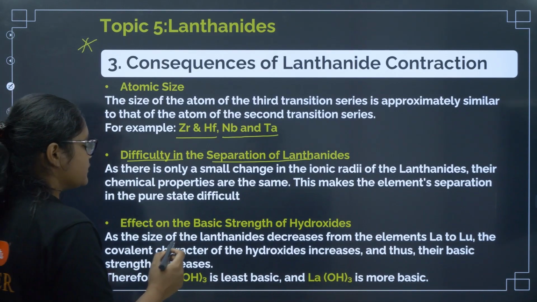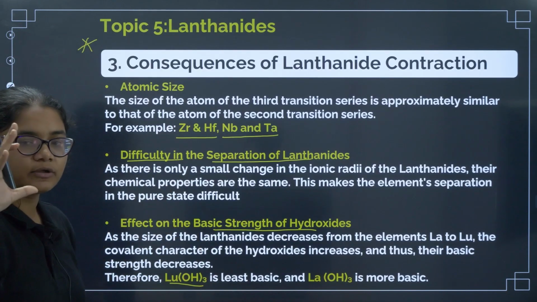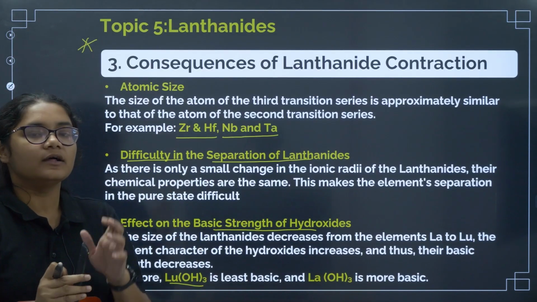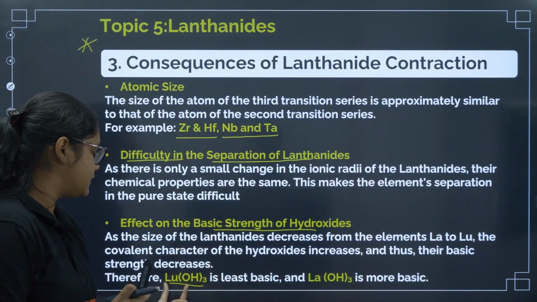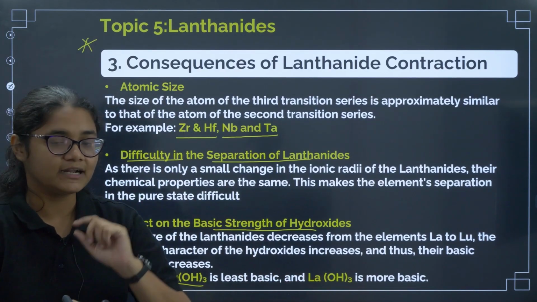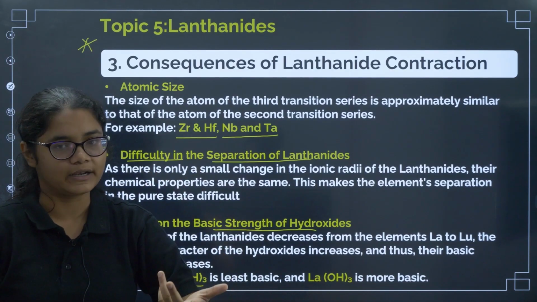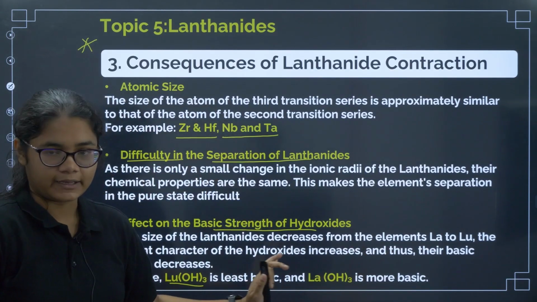And the last one is their basic strength. This is very important. Lutetium is the last one. Okay. So the effective nuclear charge is very high. The electron pairs are very tightly held. It is very difficult to donate. So it will have the least basicity. Whereas for lanthanum, the size is larger and the effective nuclear charge is less. Its lone pair can be easily donated. So its basicity is high. Okay.